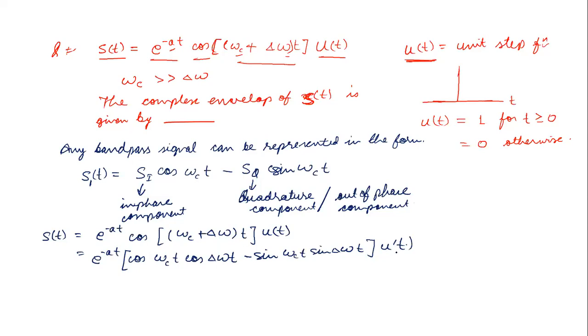So before moving ahead, I want to mention one thing here. For this bandpass signal, the negative sign that I have given here can also be a positive sign, based upon the signal. Okay, based upon the signal it may be positive or negative. So let us move further. So now this e to the power minus at cos omega c t cos del omega t.